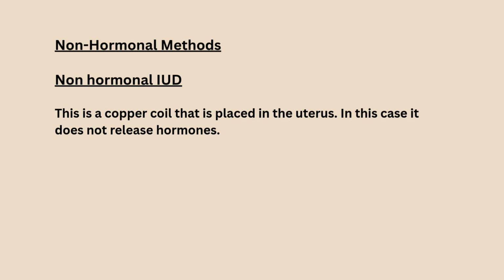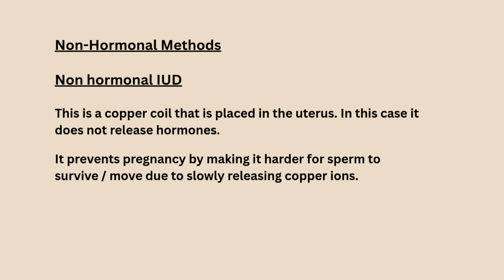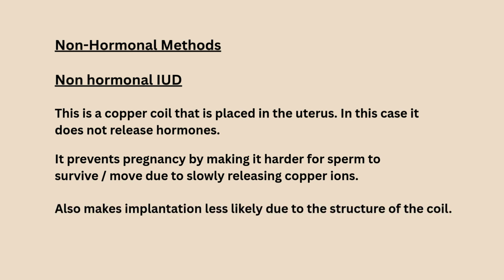Non-hormonal IUD. This is a copper coil that is placed in the uterus. In this case, it doesn't release hormones, but it prevents pregnancy by making it harder for sperm to survive or move due to the coil slowly releasing copper ions. It will also make implantation less likely due to the structure of the coil.